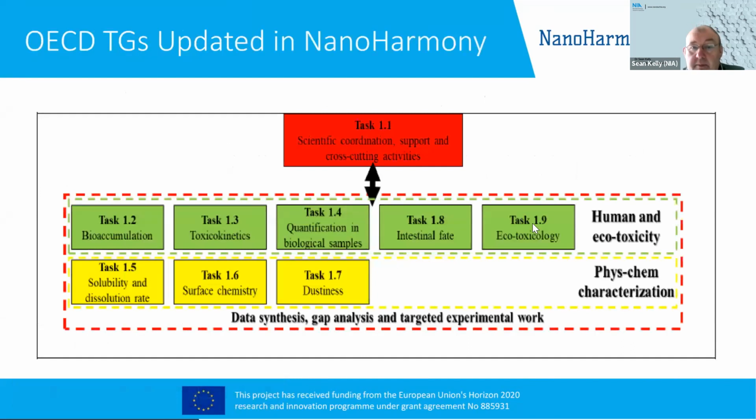Within the NanoHarmony project, there are a number of test guidelines, both in human and ecotoxicity and phys-chem characterization, that are being worked upon. And these are test guidelines that are either completely new or are being adopted to make them specific for the use of nanomaterials.